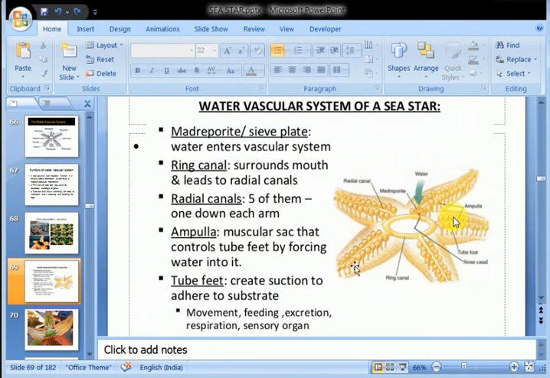Then the ampulla, this swollen structure, is a muscular sac that controls the tube feet by forcing water into them. So this is the ampulla part, and this is the podium part of the tube feet that creates suction to adhere to the substrate. Also, there are several functions, that is movement, feeding, excretion, respiration, and they somewhat act as sensory structures.